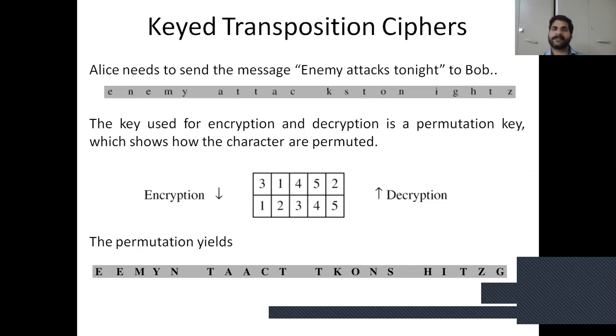So the keyed transposition cipher is like that. Alice needs to send the message "enemy attack tonight" to Bob. The key used for encryption and decryption is a permutation key, which shows how the characters are permuted.